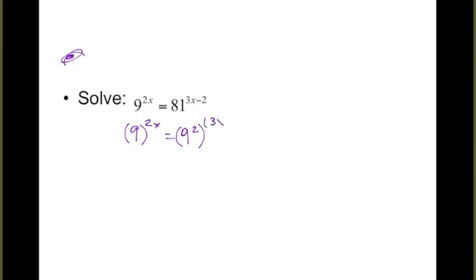And then we saw the 3x minus 2. Did anybody use a different base other than 9? I did 3 squared. Yep, 3 works as well. So we could do 9 is 3 squared to the 2x, and then 81 is 3 to the 4th, and then the 3x minus 2. Both work, right? Because both are true.